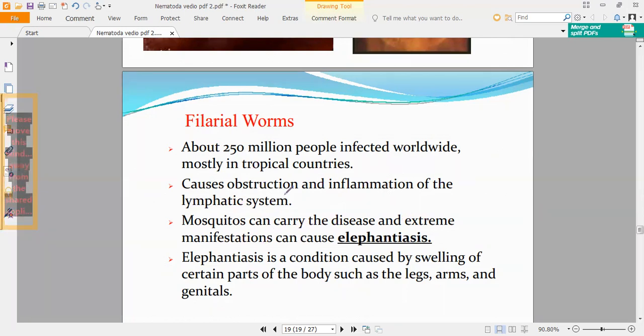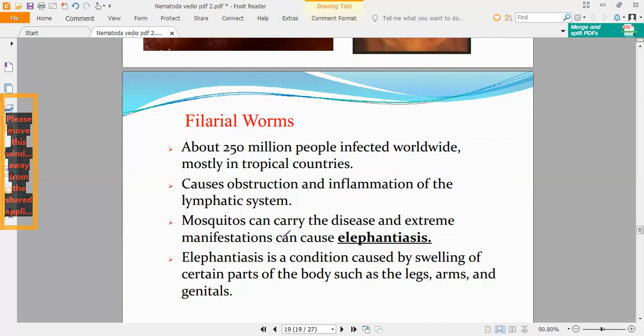There are different types of mosquito, and they are vectors. Maybe the Culex mosquito, maybe the Anopheles mosquito, the Aedes mosquito. There are different types of mosquito actually.